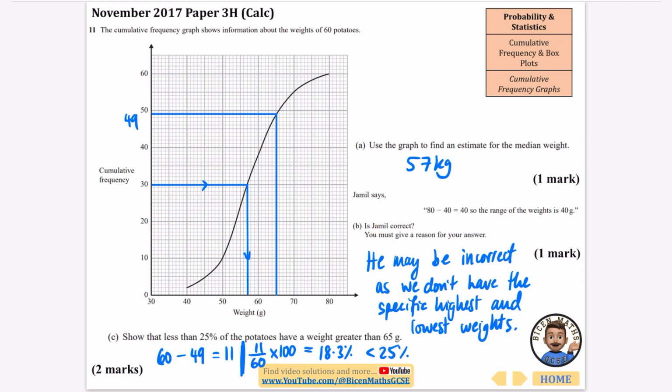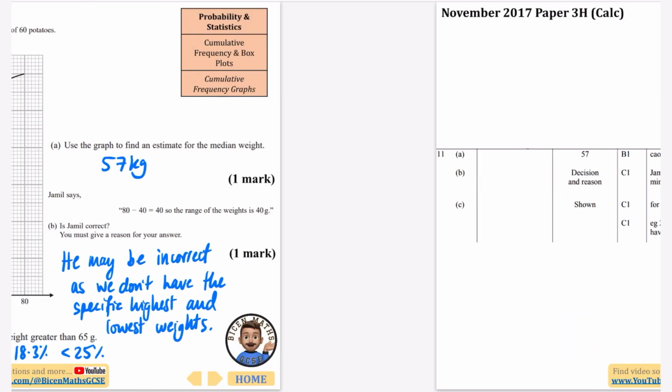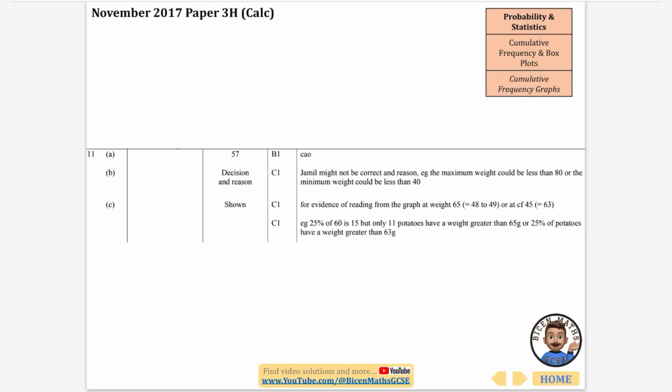So let's see if we've got these ones right. We've got the 57 kilograms, and Jamil may not be correct. So the maximum weight could be less than 80 or the minimum weight could be less than 40. That's the same thing as what we've said. And then I've done it in a slightly different way to theirs. They have done it reading, oh no, it's 48 and 49, that's fine. But you could have done it and just done a comparison. We've said that it's less than 25%. You could have found 25% of 60 and said 11 is less than that, but guaranteed this would also give the same mark as well.